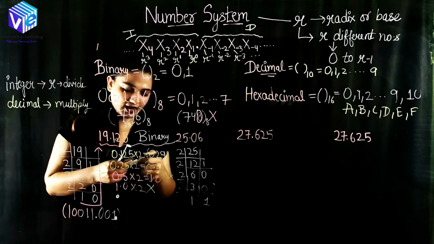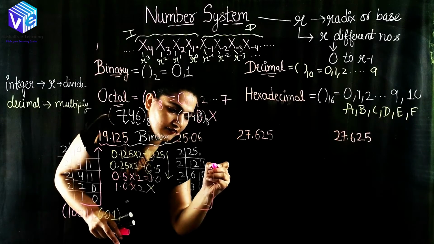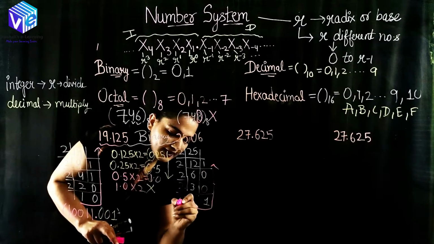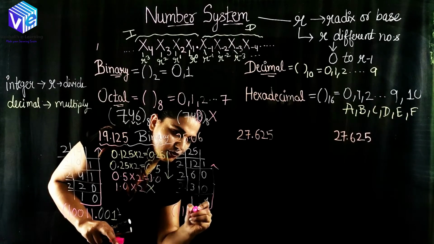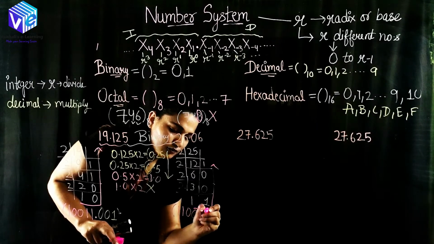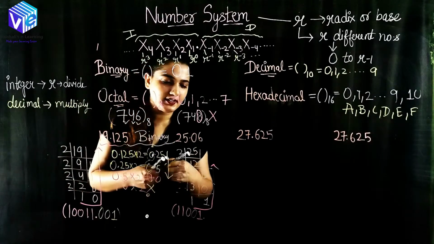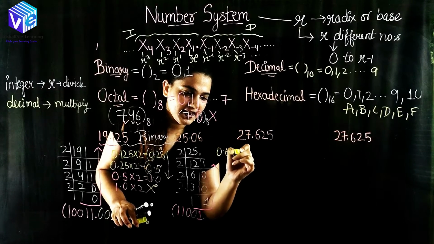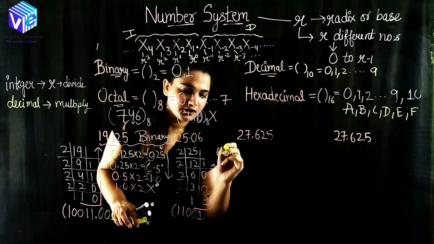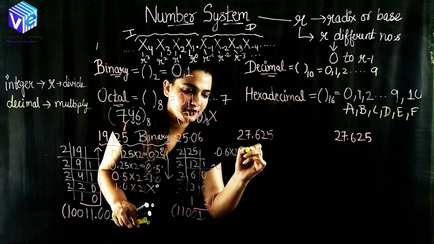Okay, again I have to move from downward to upward direction. So what I'll be having as the integer part? 1 1 0 0 1. So this is my integer part. Now we'll move on to the decimal part. So here we have 0.6. It is multiplied with 2. Sorry, it is 0.06. So here 0.06 multiplied with 2.